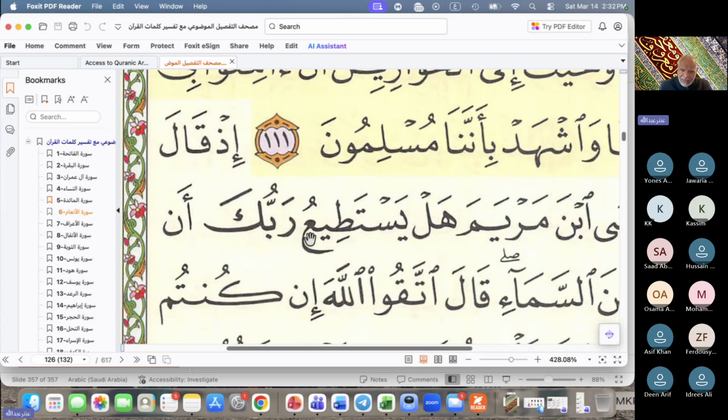So they use the verb يستطيع, because this is فعل مضارع in the مرفوع case. And مرفوع because there is no controller, no an, no lam. It is just hal, which is a question word. So it is not controlled by anything. So we just place dhamma يستطيع.